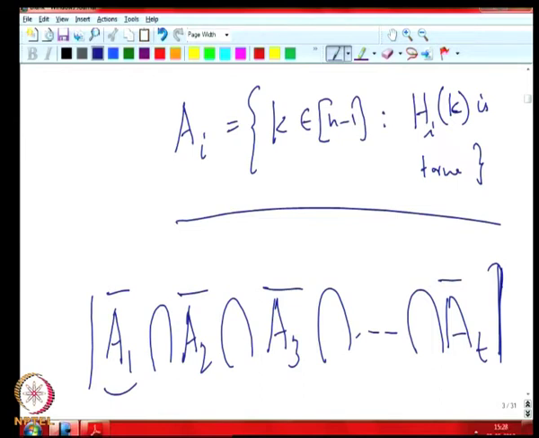So actually the numbers in A2 bar will not have p2 as a factor in it. Similarly, numbers in A1 bar will not have p1 as a factor in it. Numbers in A3 bar will not have p3 as a factor in it, and numbers in At complement will not have pt as a factor in it. So when you take the intersection of all these sets, we get the numbers which do not have p1, p2, p3 or pt, any of them, as a factor.